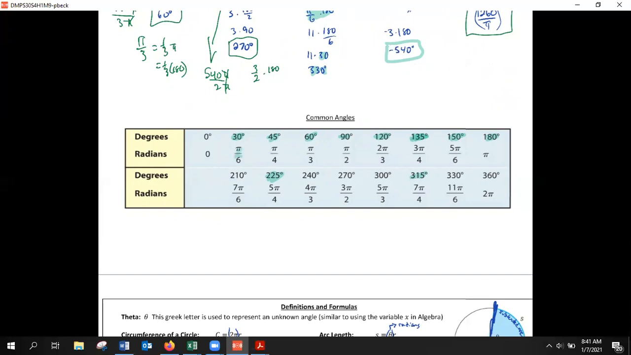Those are our 45-degree angles. Our 30-degree angles are going to be our pi over 6s. So 30 and 150, those have a relationship. They're the pi over 6s, 210. That's 180 plus 30. 150 is 180 minus 30. And then 360 minus 30 is 11 pi over 6.